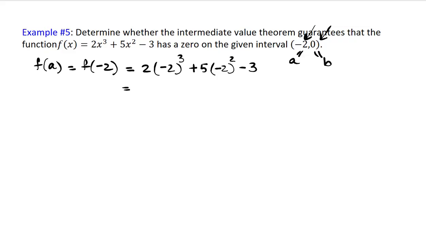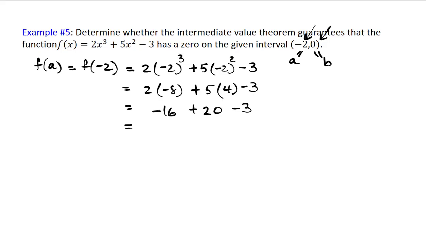So power before multiplication. So this one gives us 2 times -8 plus 5 times the square of -2, which is +4. And now multiply. So this is -16 plus 20 and then -3. So f of -2 here is 1.